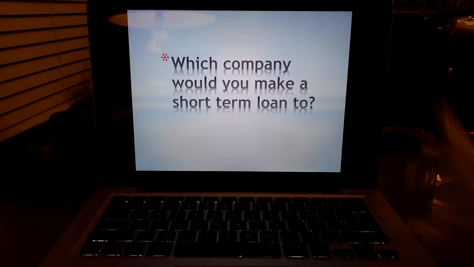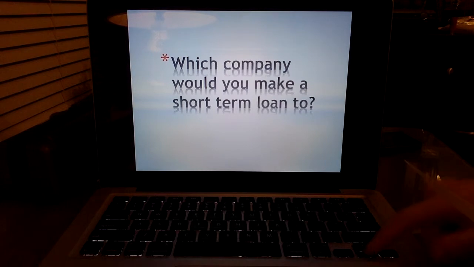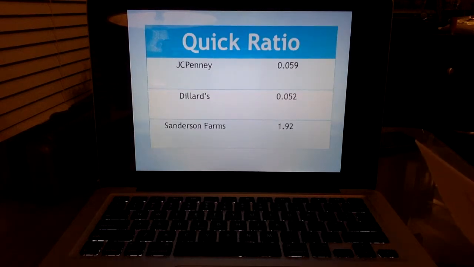To begin, we will look at the first question. Which company would you make a short-term loan to? To determine this, we are going to look at quick ratio, current ratio, and cash ratio. The quick ratio measures the company's ability to meet its short-term obligations with its most liquid assets. The higher the ratio, the more liquid.